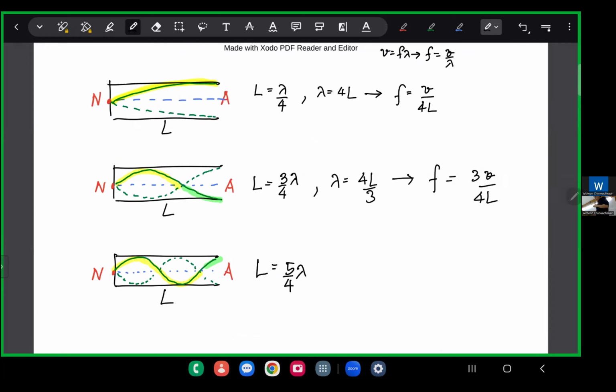So that means your wavelength is 4L/5. And you can just calculate the frequency again, it's going to be 5v/4L. On and on and on. That's how you can figure out the possible frequencies that are going to generate standing waves in the tube. Nice. Okay, not bad, not bad.